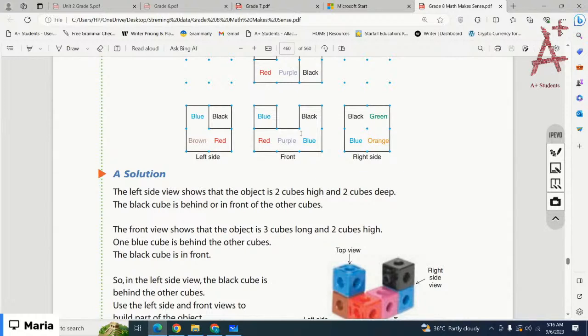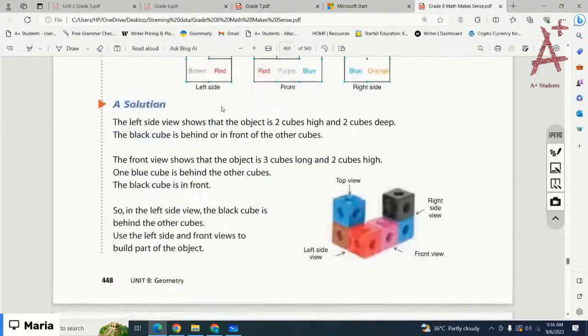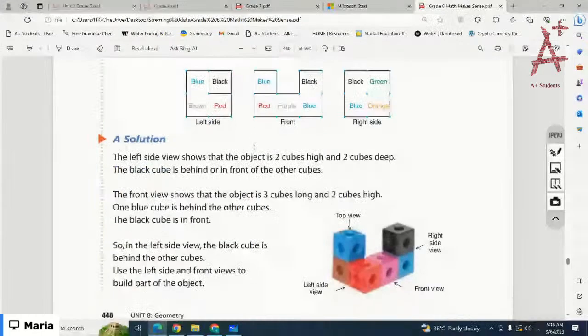So in the left side view, the black cube is behind the other cubes. You can see here is the left side. That means it is the one behind. Use the left side and front side to build the object. Okay, if you use the left side and front side view, you can build the object like this.